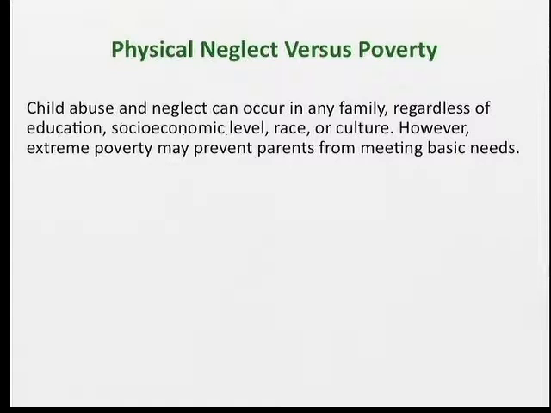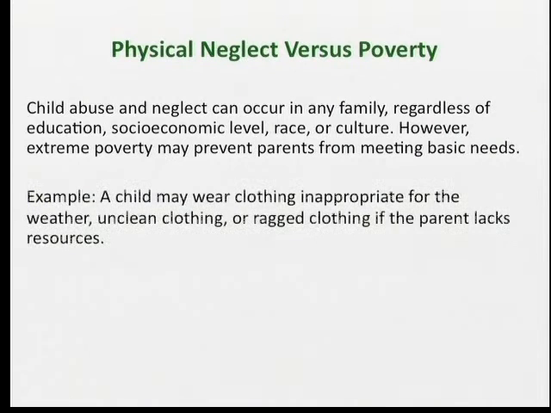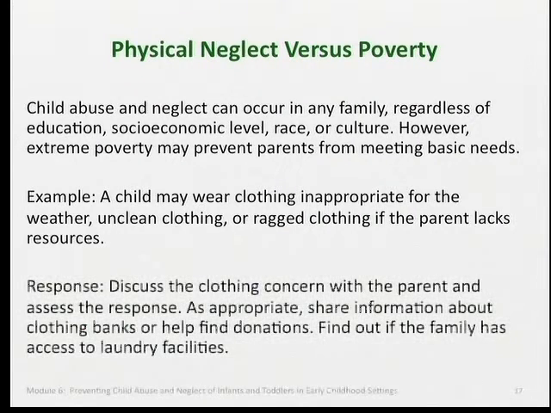Child abuse and neglect can occur in any family, regardless of education, socioeconomic level, race, or culture. However, extreme poverty may prevent parents from meeting basic needs. Caregivers must be careful to consider observed signs in context. For example, a child may wear clothing inappropriate for the weather, unclean clothing, or ragged clothing. An appropriate response to this situation would be to tactfully and gently discuss the clothing concern with the parent and assess the response. You may learn that the parent is in need of clothing or other resources. You may then share information with the parent about clothing banks or other donations.